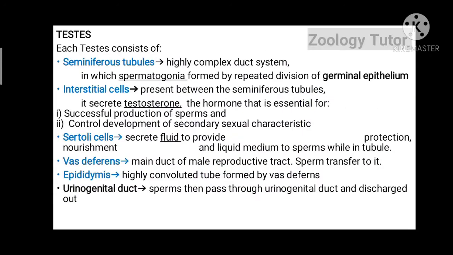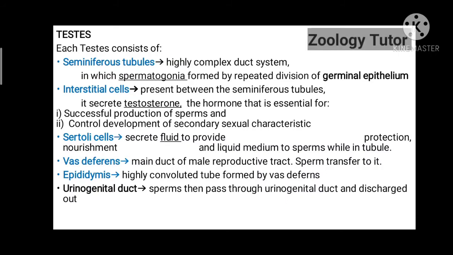Now, when we zoom into the testes, we said there are three things. Now we'll zoom into the testes to see what are the structures present within. Number one, we have seminiferous tubules, interstitial cells, sertoli cells, vas deferens, and epididymis. To be very concise with the syllabus, I'm just focusing on these.